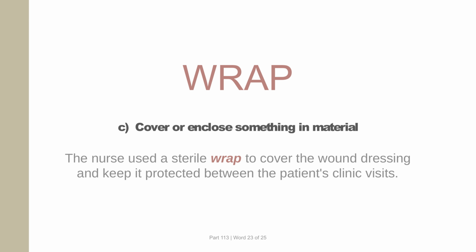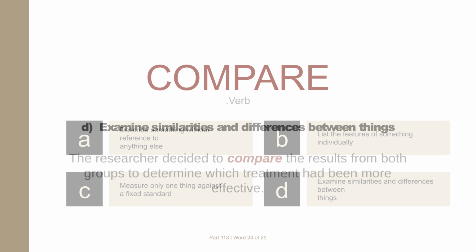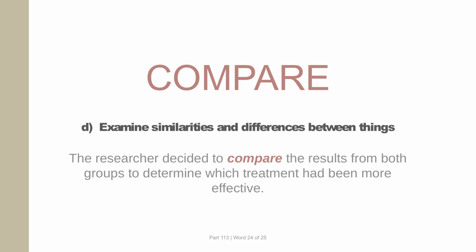visits. Question 24. What is the meaning of compare? Option A. Describe something without reference to anything else. Option B. List the features of something individually. Option C. Measure only one thing against a fixed standard. Option D. Examine similarities and differences between things. Correct answer, option D. The correct meaning of compare is examine similarities and differences between things. Example: the researcher decided to compare the results from both groups to determine which treatment had been more effective.